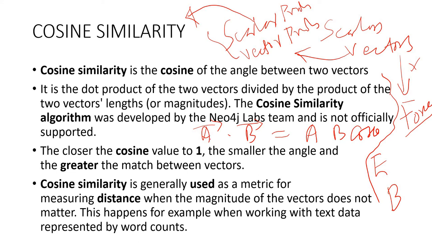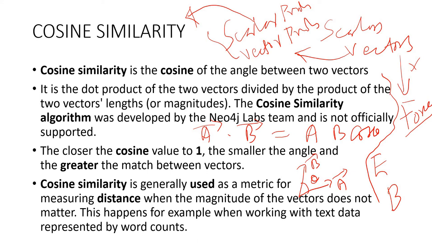What is A? This is vector A. This is vector B. What is A here? Magnitude of vector A. What is B here? Magnitude of vector B. What is theta here? Theta is the angle between vector A and vector B. So A dot B is equal to AB cos theta. From here you can write cos theta is equal to A dot B divided by AB. That is the dot product divided by AB. That's what is written here.